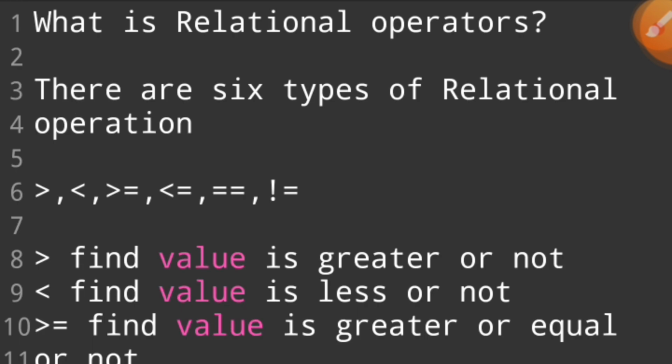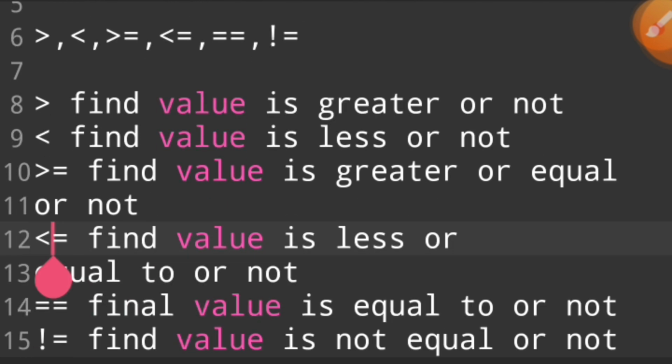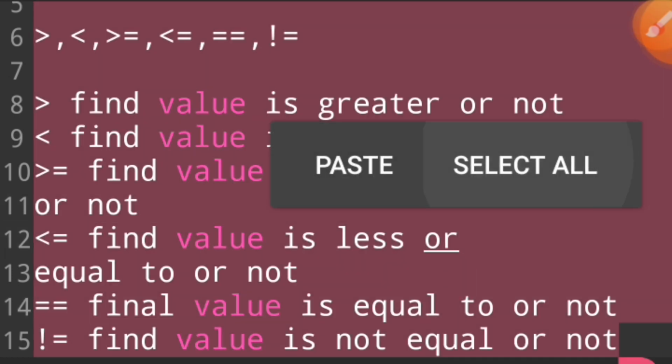So I hope you understand what a relational operator is and its types. I hope you understand the work of the greater than sign, the less than sign, the greater than or equal to sign, the less than or equal to sign, the equal to sign, and the not equal to sign. Let us go and code in a different manner.